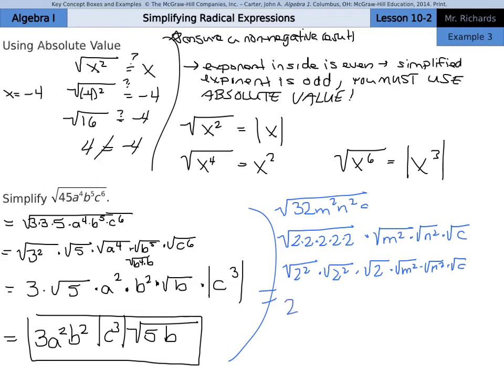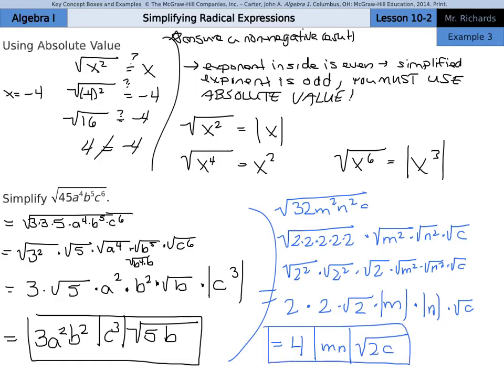Square root of 2 squared is 2. Square root of 2 squared is 2. Then I still have my square root of 2. Now, m squared, that's going to be m. But I'm going from an even to an odd, because 1 is an odd. That's just absolute value there. Then times the absolute value of n. Square root of c cannot be simplified, so it's just the square root of c. And so now I can push this back all together. 2 times 2 is 4. Then I'll have my absolute values, m times n. And then my square root 2 with the c. And that is my solution.